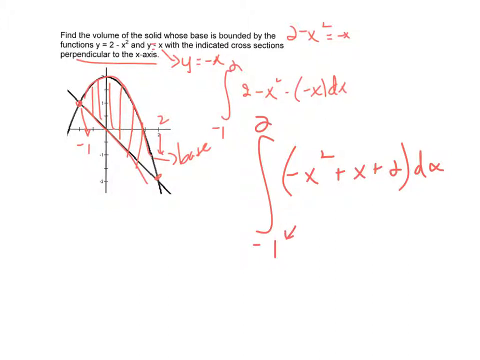So type in your negative 1 in your lower bound, positive 2 on your upper, your function goes in the parentheses, and then we're writing our function in terms of x, so dx. Okay, and then you hit enter and you get your answer of your integral. You don't even have to show me work for the rest of these problems. All right, and then you get 37 over 6 or 6 1/6 for your answer.